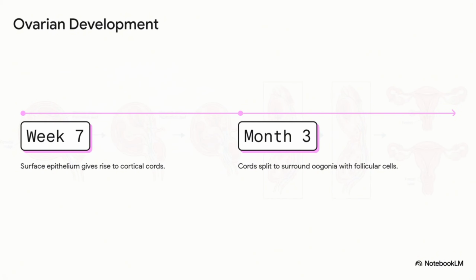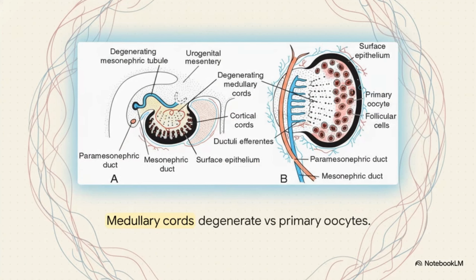So the real action for the definitive ovary actually kicks off in the 7th week. That's when the surface epithelium gives rise to a second generation of cords, called the cortical cords. These guys penetrate the underlying mesenchyme but kind of hang out close to the surface. Fast forward to the 3rd month, and those cortical cords split into isolated cell clusters that surround the primitive germ cells, the oogonia. Let's visualize that.